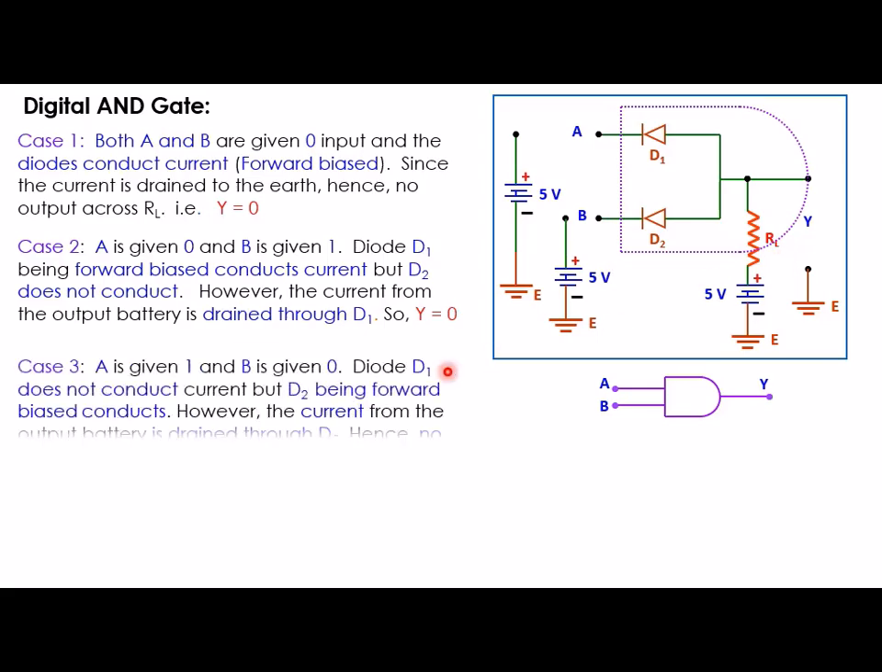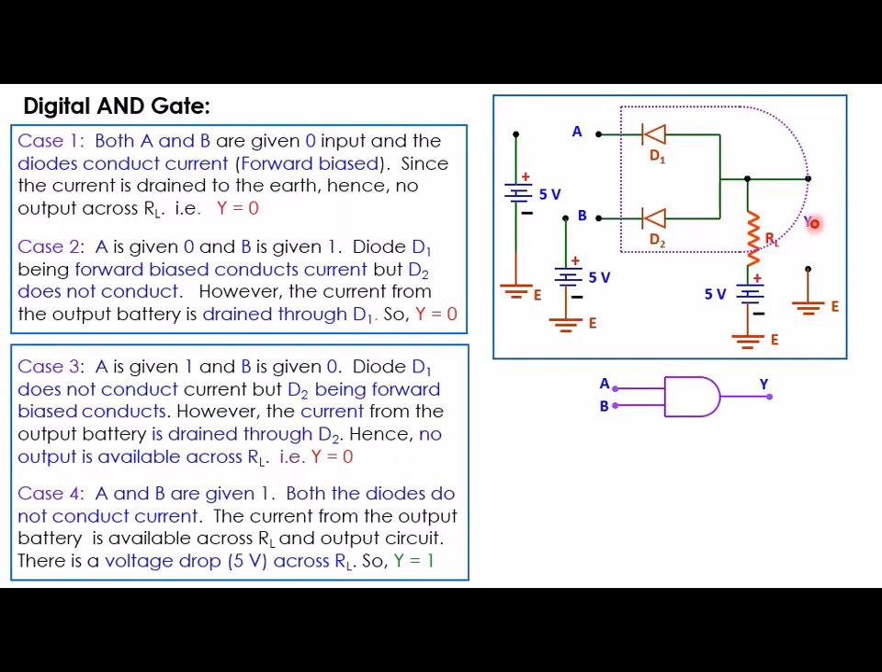Now in case 3, if A is given 1 and B is given 0, if A is given plus 5V and B is given 0V, then diode D2 will be conducting and diode D1 will not be conducting. And in that case also, there will be flow of current from this battery towards this diode and to the ground, and then also you will get output equal to 0.